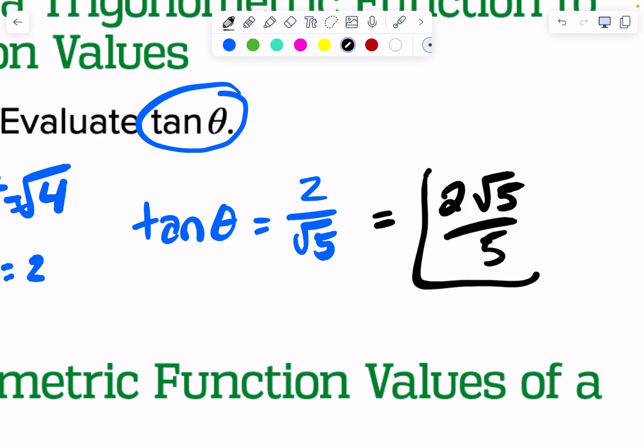Are we good with that? Wait, why did you do that? Because we don't want the square root on the bottom. So we rationalize. 2 square roots of 5 over 5. Good? Happy with that?